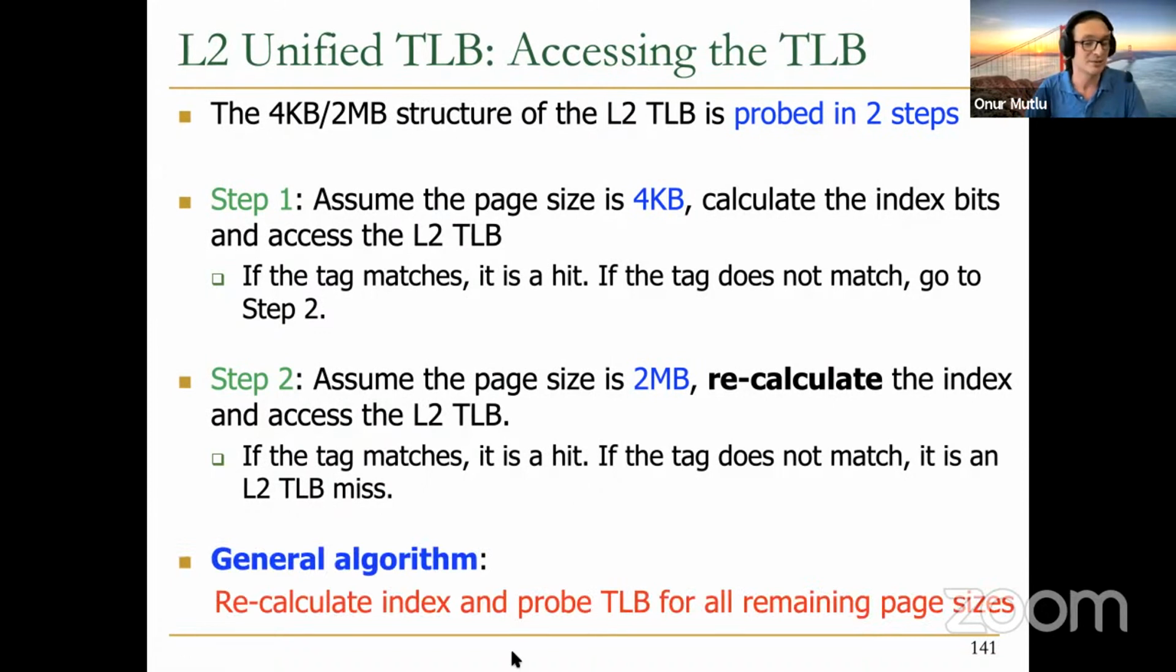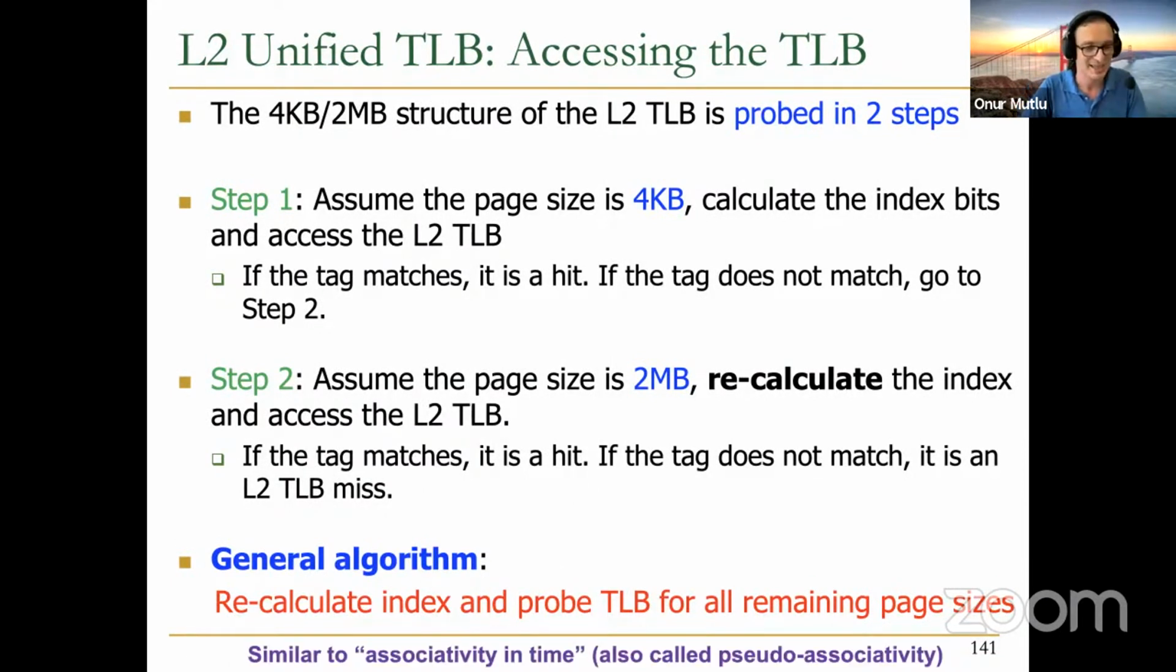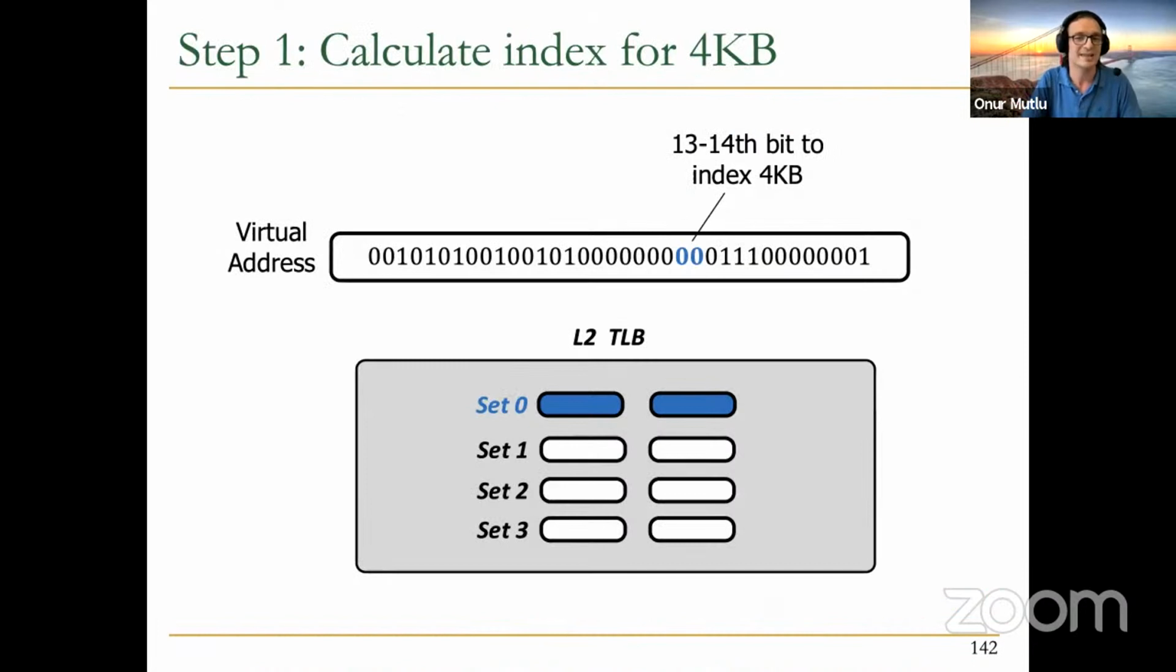The general algorithm is to recalculate the index and probe the TLB for all remaining page sizes. And we've seen this in associativity in time. If you remember the cache lectures, we said pseudo associativity. This is a poor man's associative cache, if you will. We have associativity in space normally, but now we have associativity in time. We change the index and index into the cache again and again and again. And you can do it many, many times to get very high levels of associativity or support any number of page sizes. And this is the example basically.